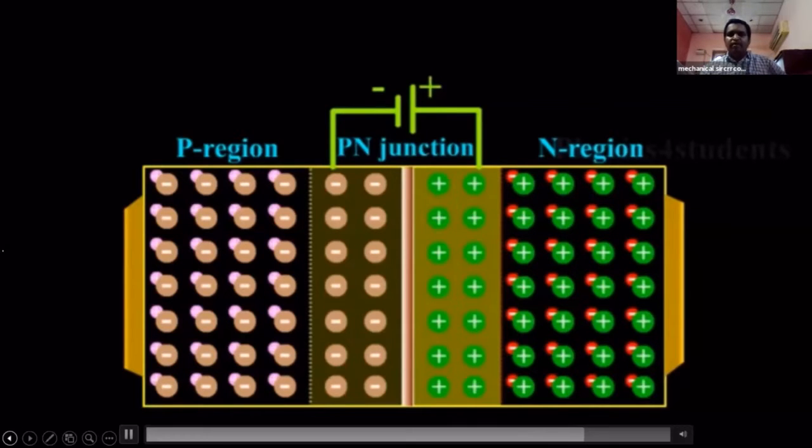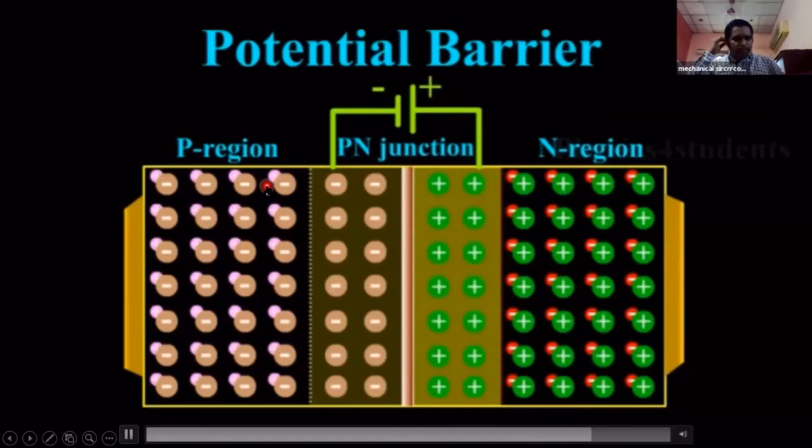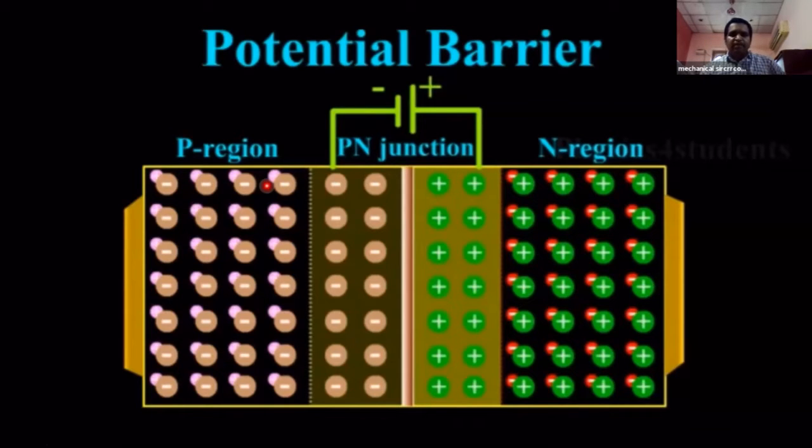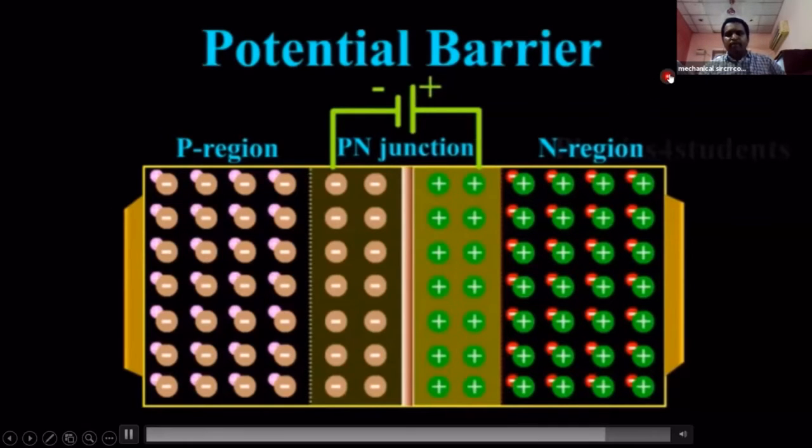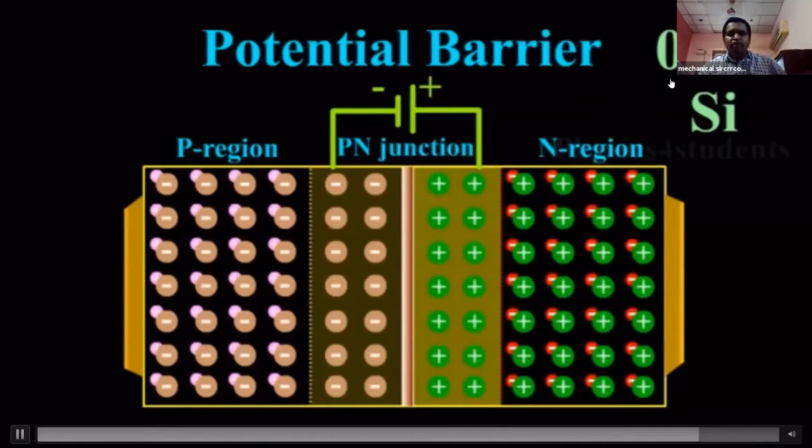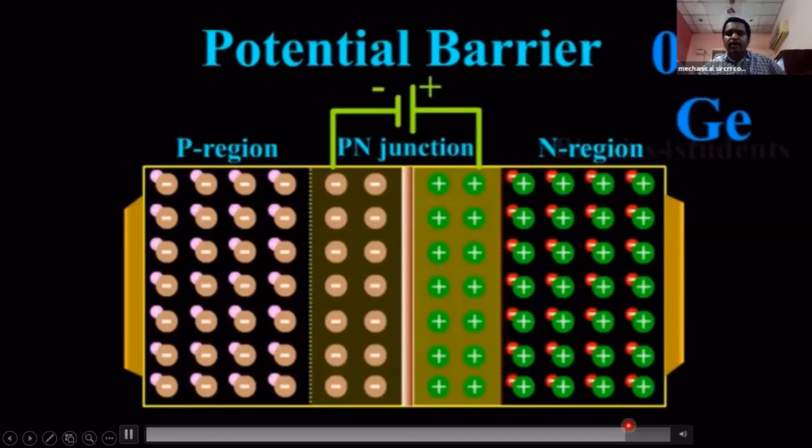This is called the PN junction diode. PN junction is nothing but the PN junction diode. Here the potential barrier is nearly 0.7 volts for silicon and 0.3 volts for germanium type of semiconductors. What is the potential barrier?